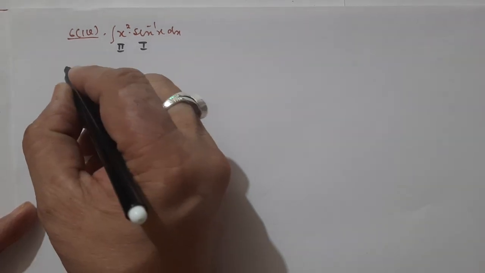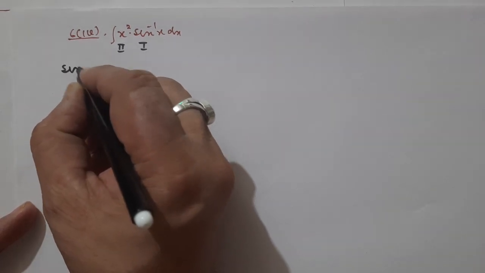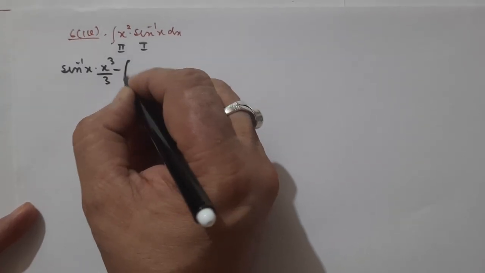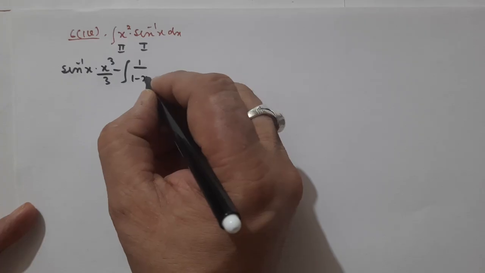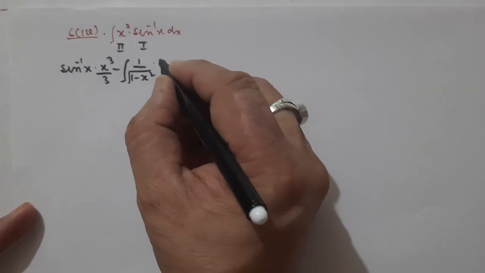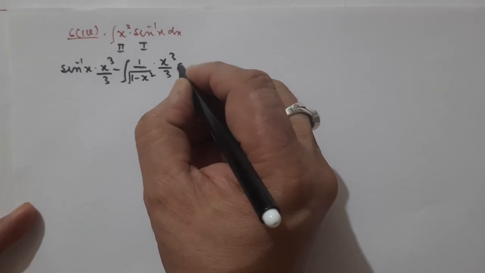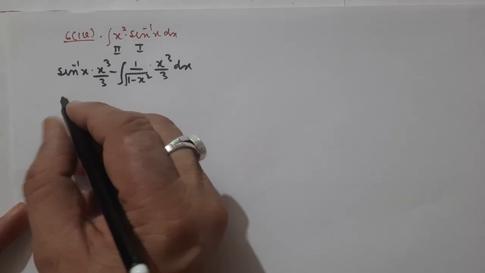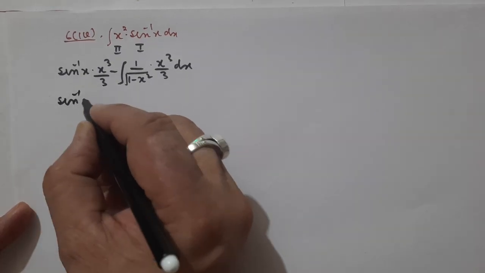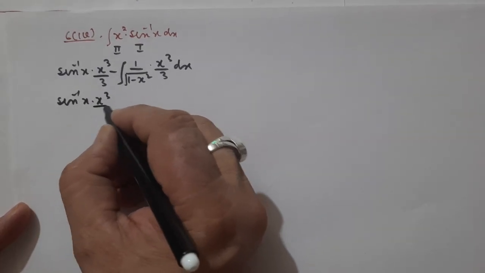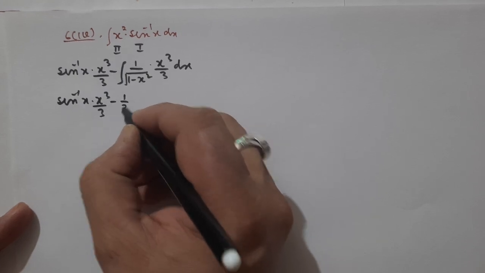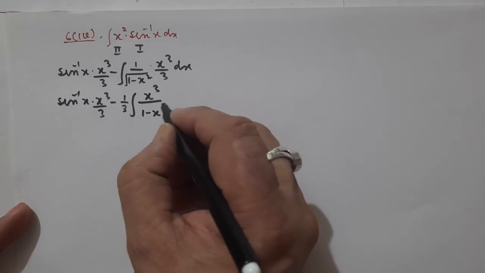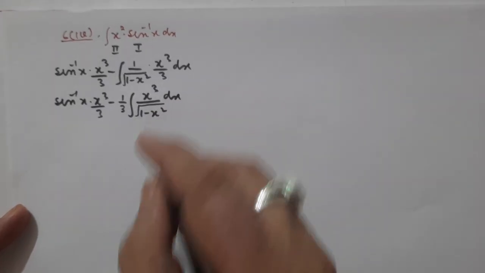First of all, we write first function, sine inverse x, into integral of second, x cube upon 3, minus derivative of first, 1 upon under root 1 minus x square, into integral of second, x cube upon 3, dx. Now we get sine inverse x into x cube upon 3 minus, writing 1 upon 3 outside, integral of x cube upon under root 1 minus x square dx.